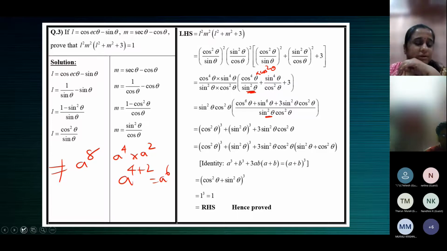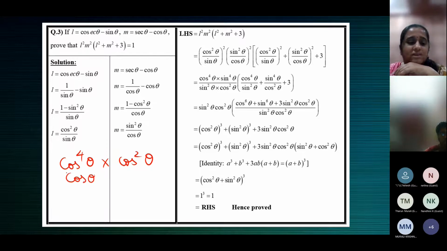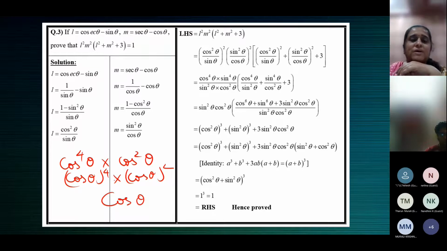Similarly, law of exponents. Cos theta to the power 4 into cos square theta. When you multiply, cos theta is the common base. It's like cos theta the whole power 4 into cos theta the whole power 2. So bases are same, cos theta, and it's multiplication. So we add the powers, 4 plus 2, 6. So it becomes cos theta to the power 6. That's what you see here, cos theta to the power 6.